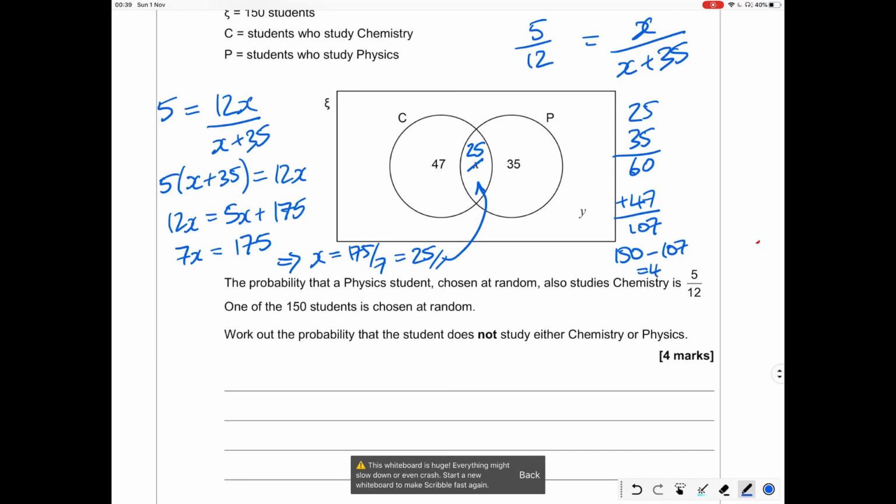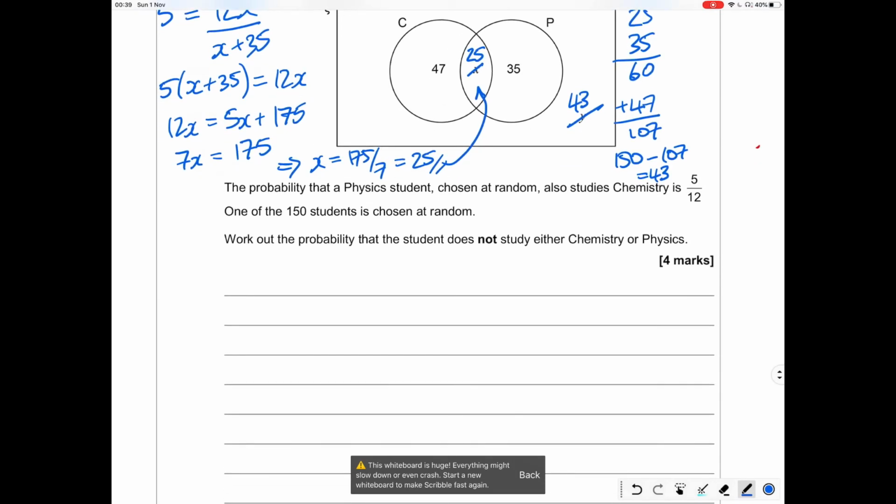And I think that was what the question was. Work out the probability that the student does not study either chemistry or physics. So that's slightly ambiguous actually, but I presume they mean work out the probability that the student studies neither chemistry nor physics. So that probability is 43 out of 150.